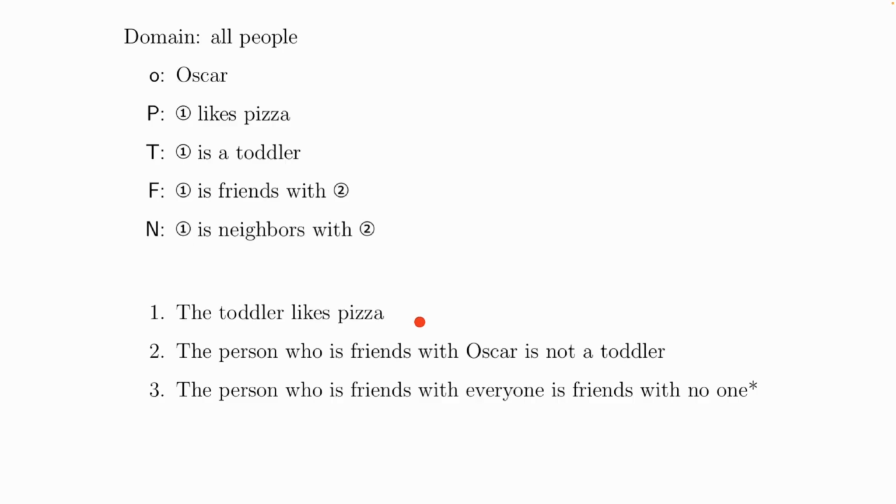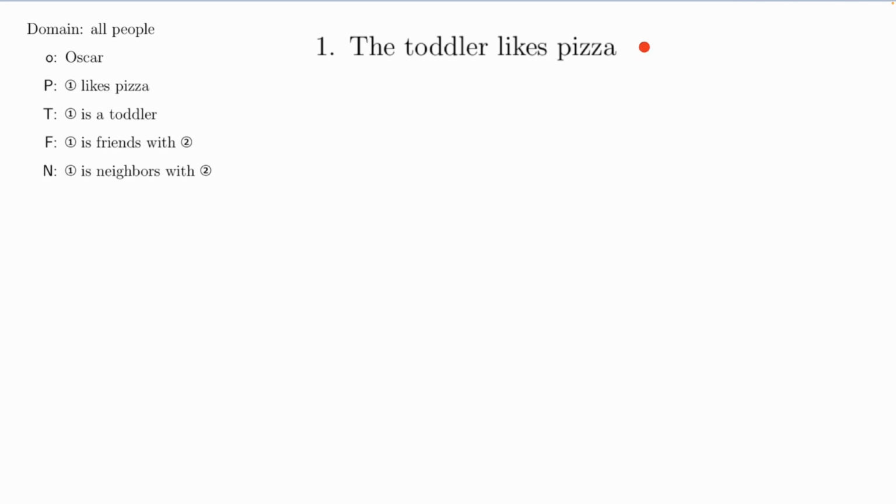And now, working with that QL identity language, let's translate these three statements: the toddler likes pizza, the person who is friends with Oscar is not a toddler, and the person who is friends with everyone is friends with no one. And I put a little asterisk on this last one for reasons that I'll get into when we get to that one. So starting with the statement, the toddler likes pizza.